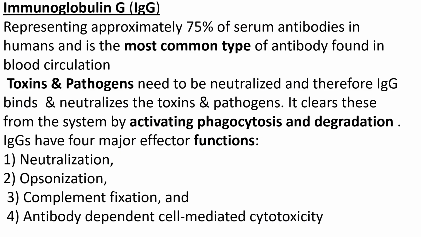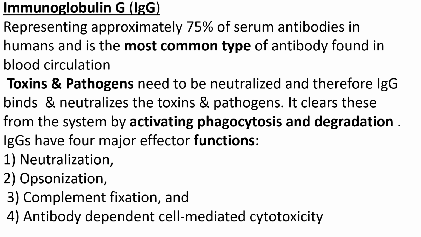Now we will discuss individual immunoglobulins. IgG. 75% of the antibodies present in the serum are of IgG type, and it is the most common type of antibody found in the circulation. Toxins and pathogens need to be neutralized, and therefore IgG binds to these toxins and pathogens and clears them from the circulation by activating phagocytosis and their degradation.